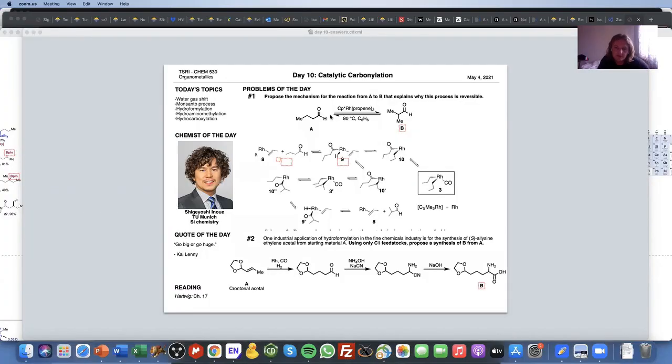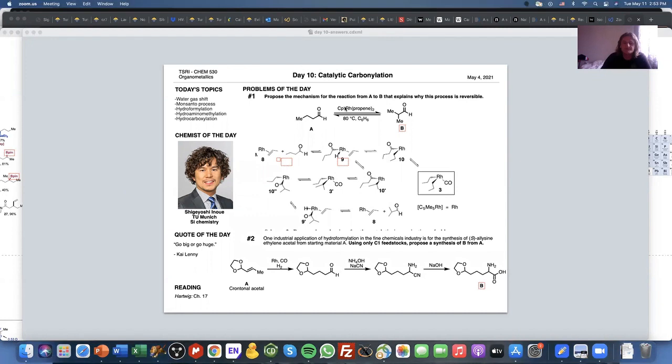So we're going to go over the problem of the day for the catalytic carbonylation lecture. For the first problem, you see we have a linear aldehyde here, and then a structural isomer, the branched aldehyde here, B. And the question is asking, how is this process reversible, and draw a mechanism.